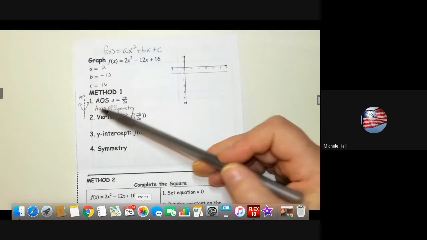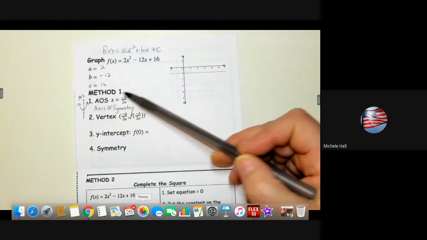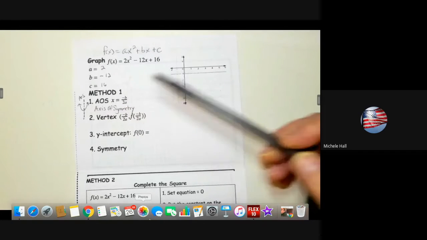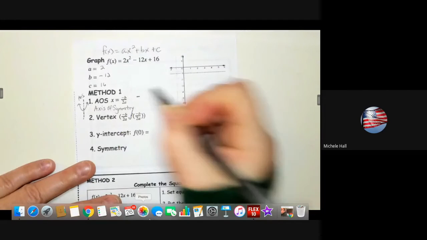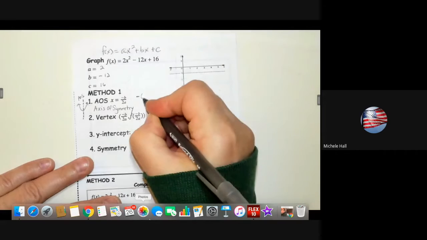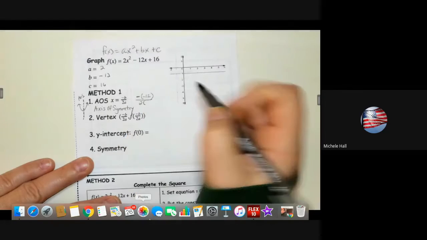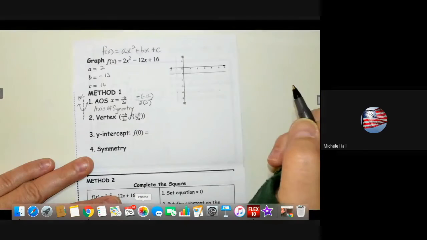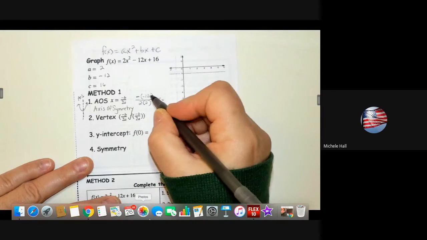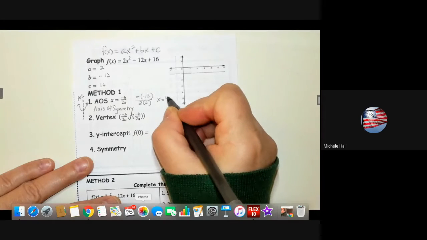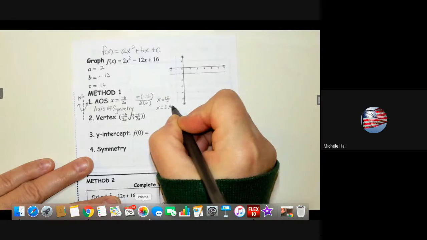All right, how can I find the AOS? We have a formula that says x equals negative b over 2a, and that is going to be x equals the symmetry. So we have negative, and what is b? B is negative 12. Watch those double negatives. Over 2 times a, which is 2. We have x equals 12 divided by 4. We have x equals 3. That is the AOS.